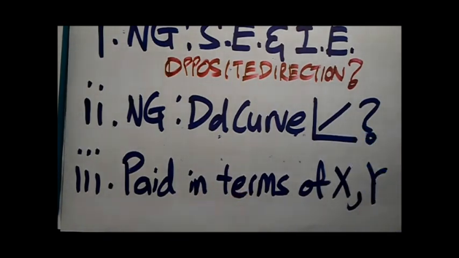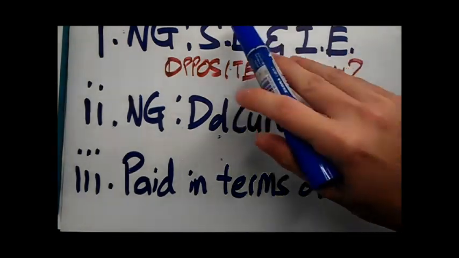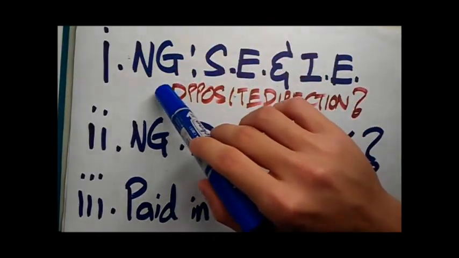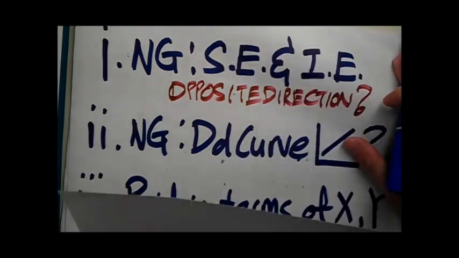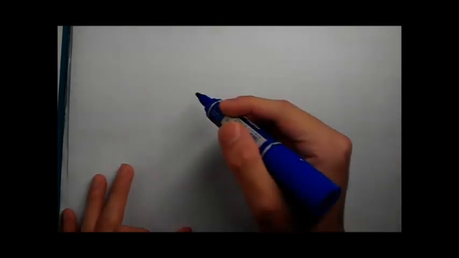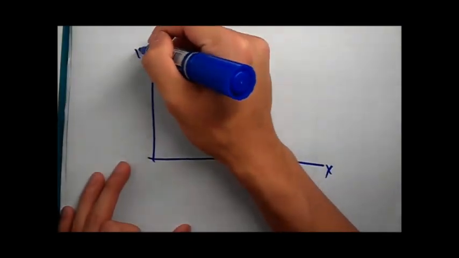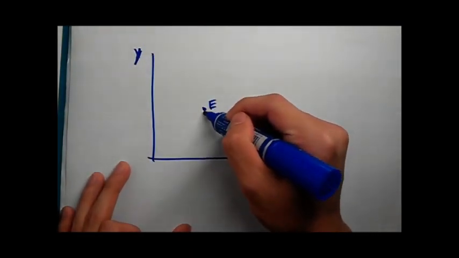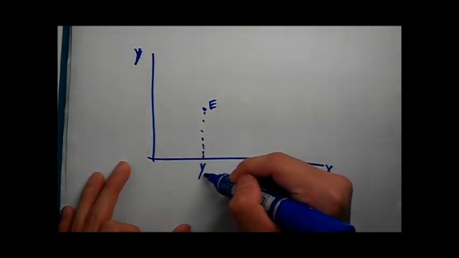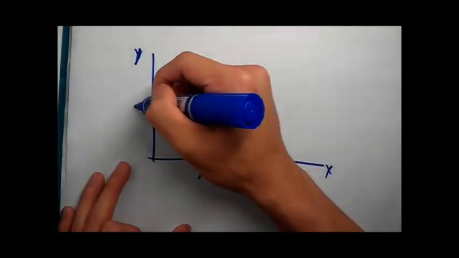So let's just do a very simple question, and we will try and prove that for a normal good, the substitution effect and the income effect can actually move in opposite directions. So let's start out by drawing out the normal model. Now this is X and this is Y, and this is my initial endowment, for example. Let's just call it XE, and the guy will have YE.